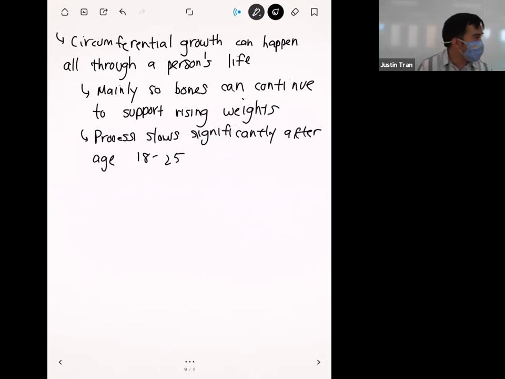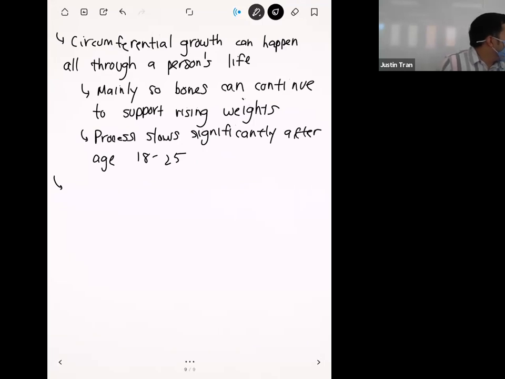And so most of your growth is going to happen in your adolescence. For some of you, I think you still have some time to keep growing, but for a lot of us, we're past that. All right. And so that's bone growth.